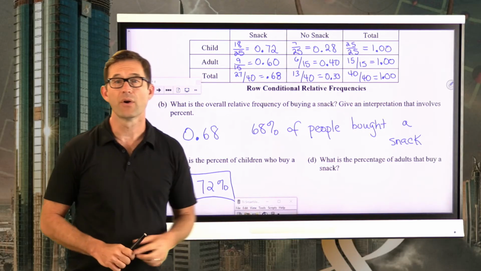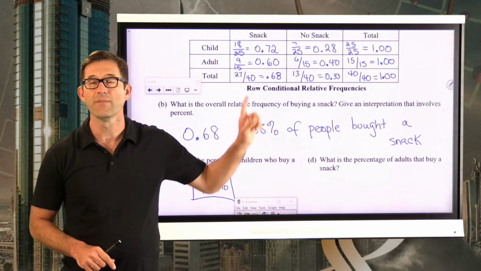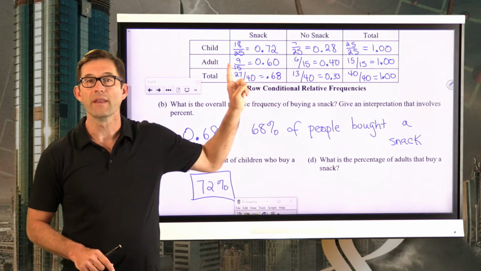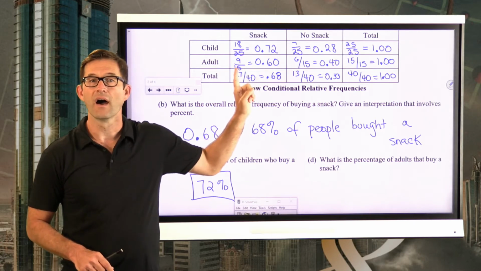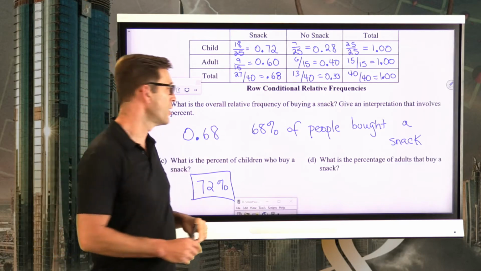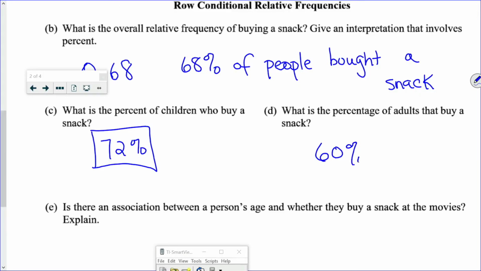Likewise, letter D, very simple. What is the percent of adults that buy a snack? That's easy enough, right? If I look down here, there were 15 total adults surveyed, 9 of them bought a snack, 9/15 is 0.60, so 60% of adults bought a snack.